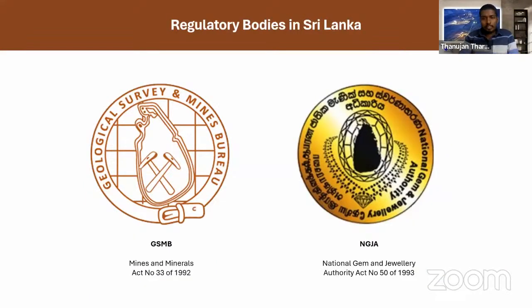So here in Sri Lanka, we have two major regulatory bodies to monitor and regulate the mining industry. The main institution is the Geological Survey and Mines Bureau, which was formed under the Mines and Minerals Act. They regulate the mining licenses, the explosive licenses, and most of the mining areas. The second authority is the National Gem and Jewelry Authority.